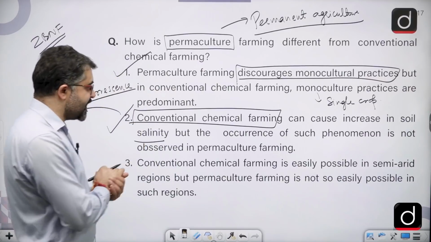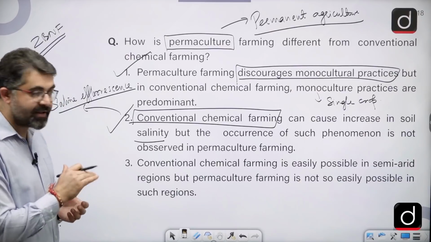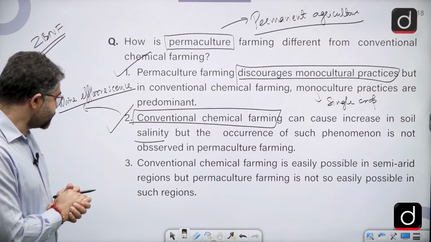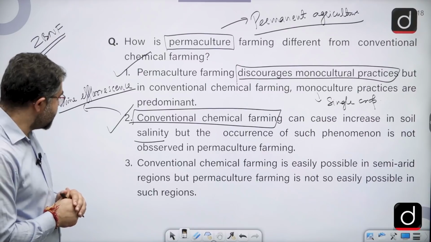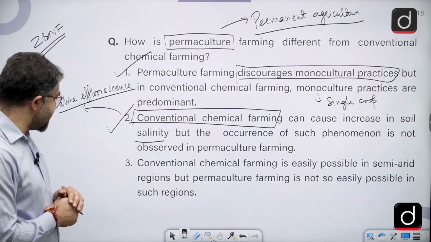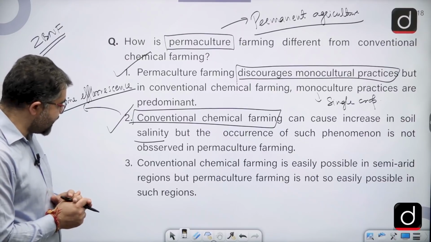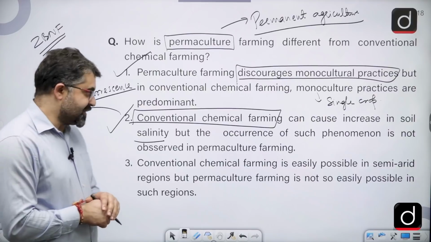So this is again correct, soil salinity can be reduced. This is also the correct statement. Comes the next, third statement. Conventional chemical farming is easily possible in semi-arid regions, but permanent farming is not so easily possible in such regions.